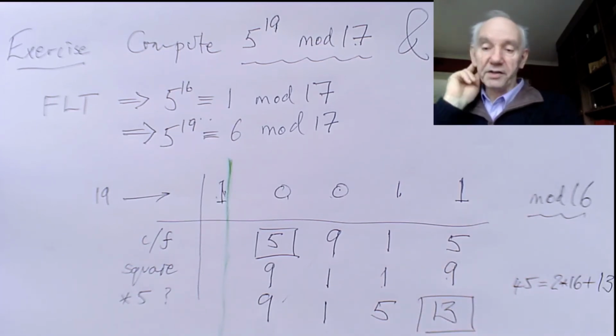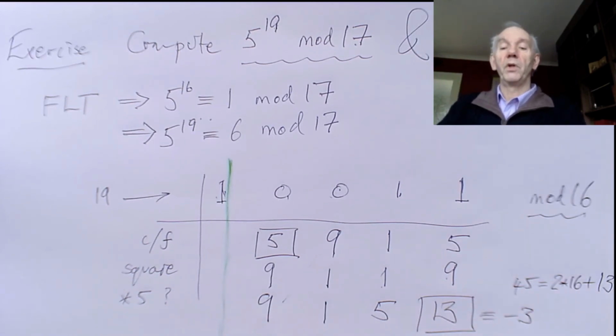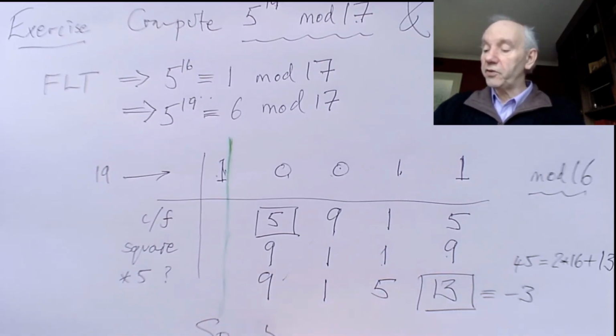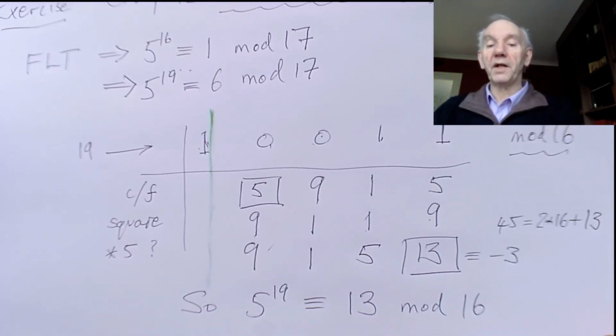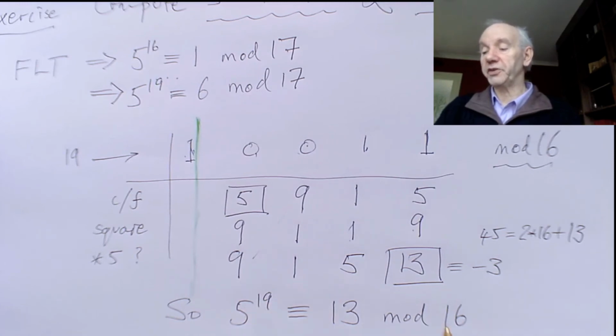I could also say it's minus 3, if you like. 13 is equivalent to minus 3 mod 16. But anyway, the answer therefore is that 5 to the power 19 is equivalent to 13 mod 16. And that explains the method of exponentiation, in this case mod 16, by repeated squaring and other operations where needed.